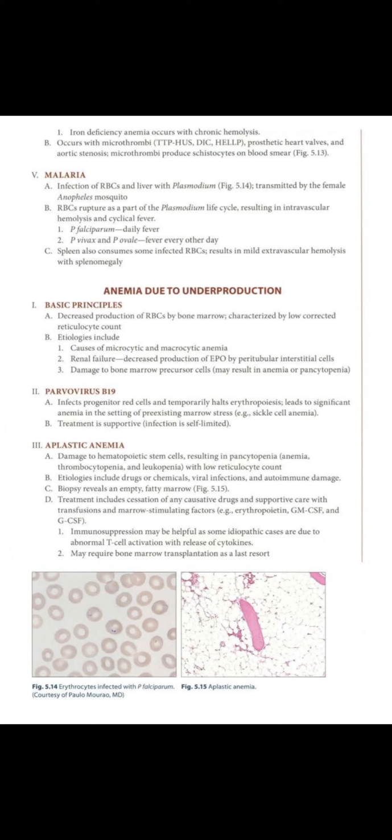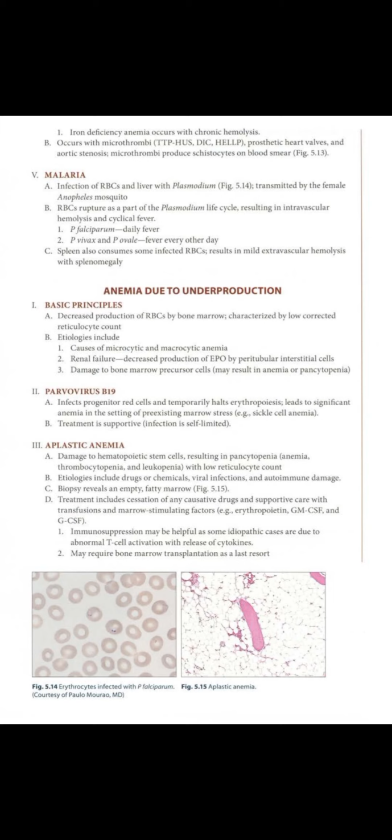Aplastic anemia. Damage to hematopoietic stem cells resulting in pancytopenia, anemia, thrombocytopenia, and leukopenia with low reticulocyte count. Etiologies include drugs or chemicals, viral infections, and autoimmune damage. Biopsy reveals an empty, fatty marrow. Treatment includes cessation of any causative drugs and supportive care with transfusion and marrow-stimulating factors, for example erythropoietin, GM-CSF, and G-CSF.